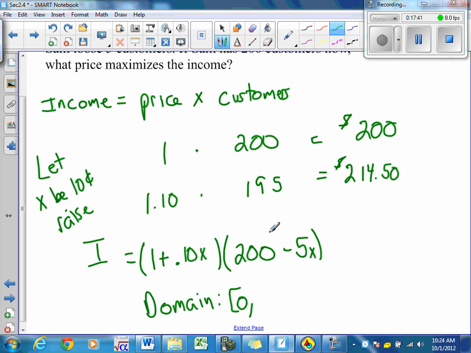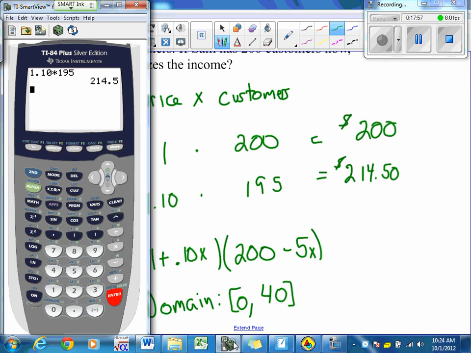So let's graph this. Once again, notice I'm not simplifying it. I'm just leaving it like it is. There's no reason to waste my time and energy trying to FOIL it out. I'll change my window. It's already 0 to 50. Let's hit graph. I have 0 to 40. Doesn't go quite as high, but we can see my maximum.